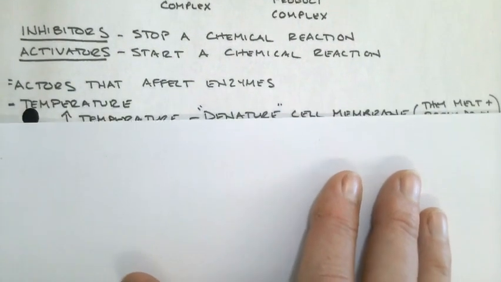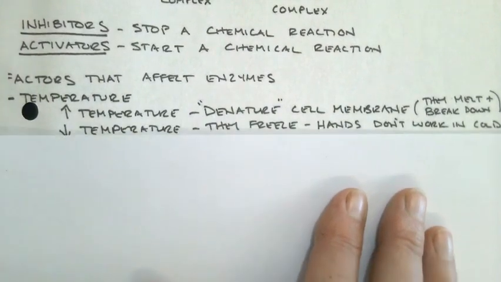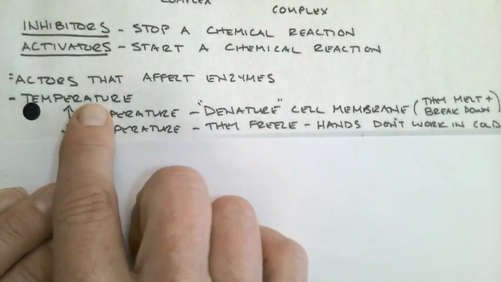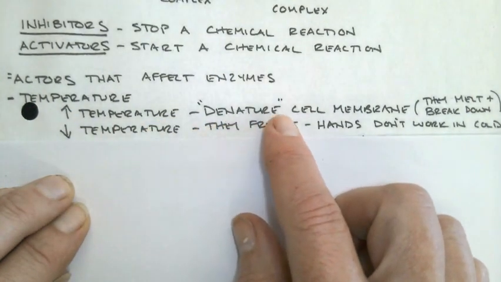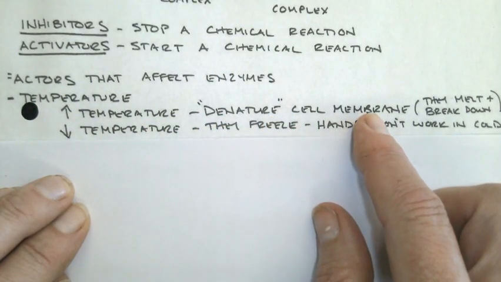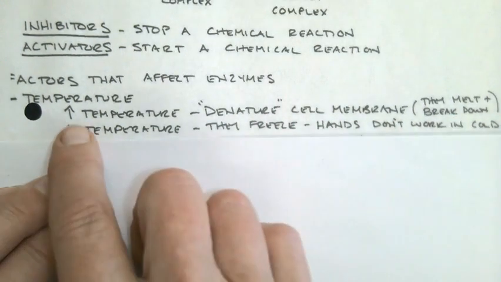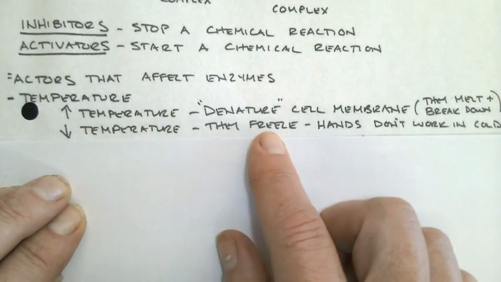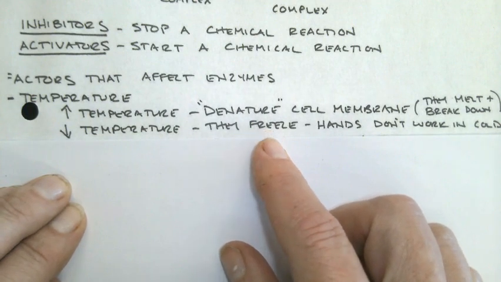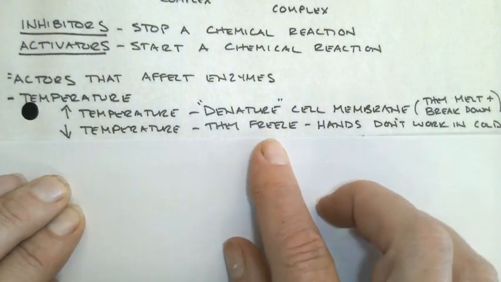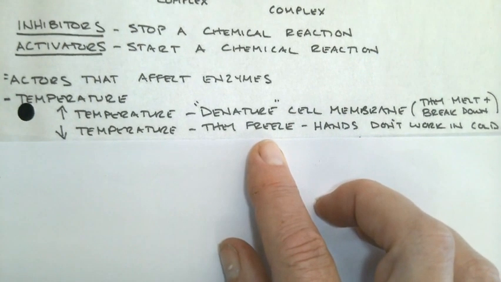Enzymes are very sensitive. They're sensitive to 3 things. The first one is temperature. If they are high in temperature, they tend to denature, meaning the cell membrane tends to melt or break down. If it's a low temperature, they freeze. Think of it when you are really cold in the middle of winter, your hands don't really work well, you can't unzip your zipper. So that's what's happening there.